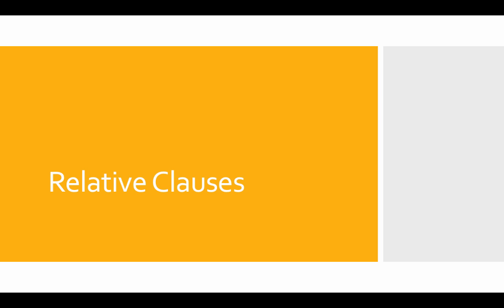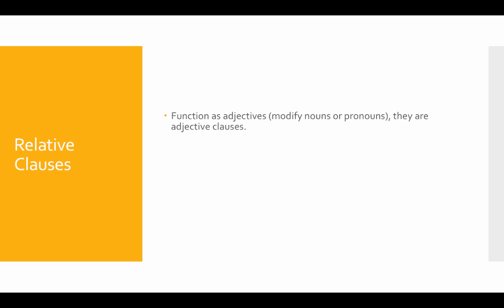Today we will be talking about relative clauses. Well, first of all, we need to know what a clause is. A clause is composed of a subject and a verb. Relative clauses function as adjectives because they modify nouns or pronouns, and they're also known as adjective clauses. They answer the questions what and which.